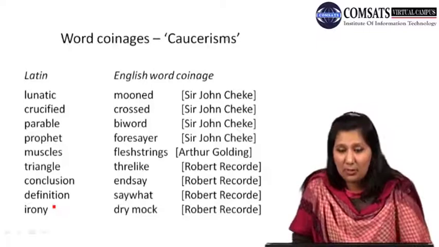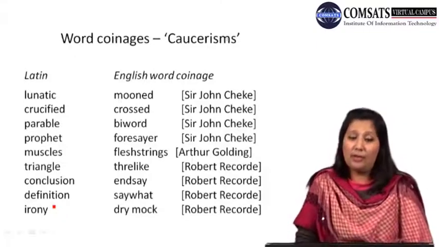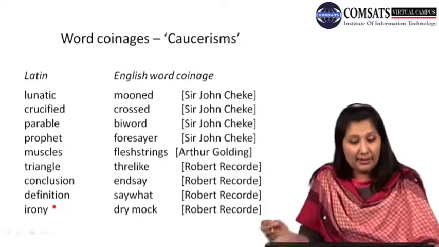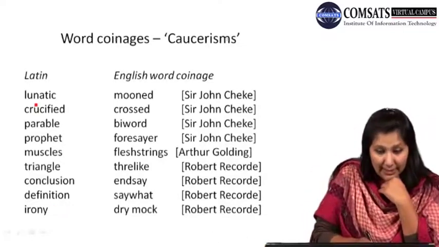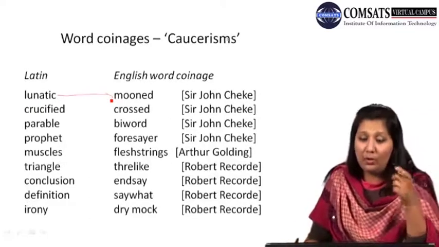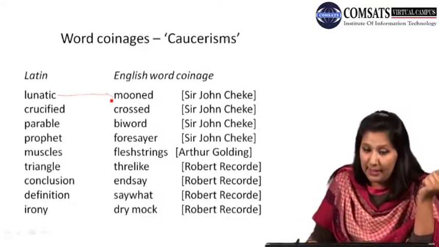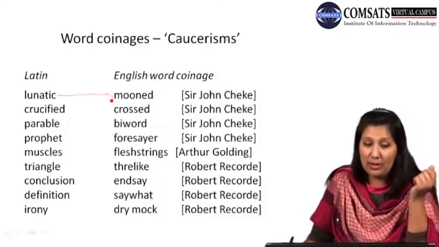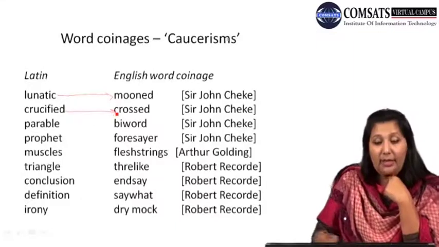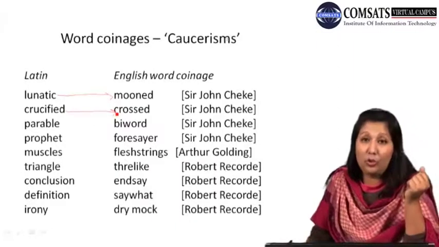Word coinages, this is known as calques. For example, look at the words that have been coined. The word is lunatic, for example, and the English word coinage is mooned. Instead of lunatic, it is mooned. And in Latin, the word is crucified, and in English, the word that is taken is crossed.